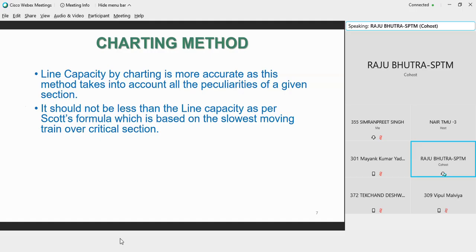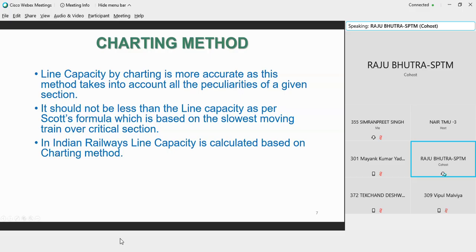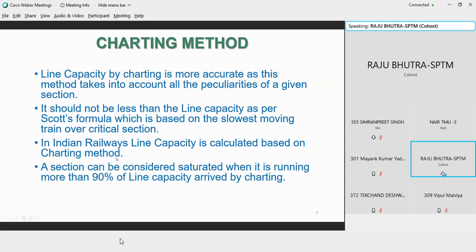So the line capacity arrived by charting method should not be less than the line capacity arrived by Scott's formula. It will always be more than what we are getting by Scott's formula. In Indian Railways, line capacity is calculated based on charting method. Since charting method is more accurate, we are using charting method for calculating line capacity.